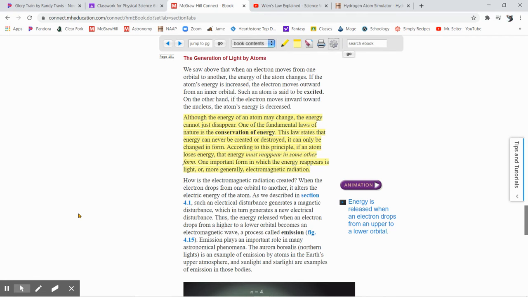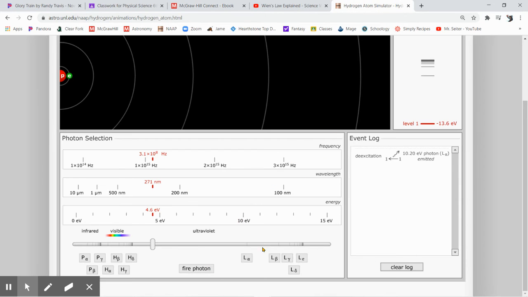All right, generation of light by atoms. Now, remember the conservation of energy, and that's what this revolves around. Although the energy of an atom may change, the energy cannot just disappear. One of the fundamental laws of nature is the conservation of energy. This law states that energy can never be created or destroyed. It can be changed in form, though. According to this principle, if an atom loses energy, that energy must reappear in some other form. And one important form in which the energy reappears is light, or more generally, electromagnetic radiation. If you've been working on your lab, we know this.